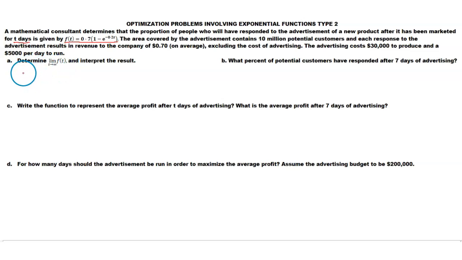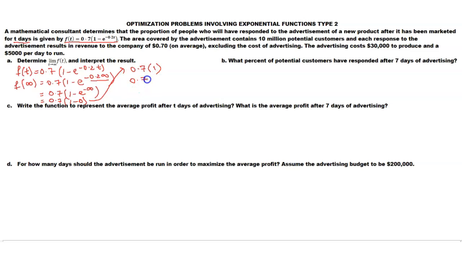So all we have to do is substitute t as infinity in this equation. Let's write the equation first, then we substitute t as infinity. Always remember, anything multiplied by infinity is infinity. So we have e to the power negative infinity, and you would always see that e to the power of negative infinity gives you 0. So we're left with 0.7 times (1 minus 0), which gives 0.7 times 1, which is 0.7.